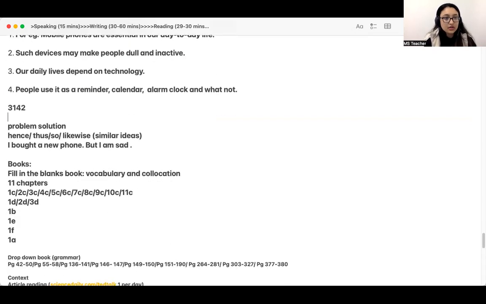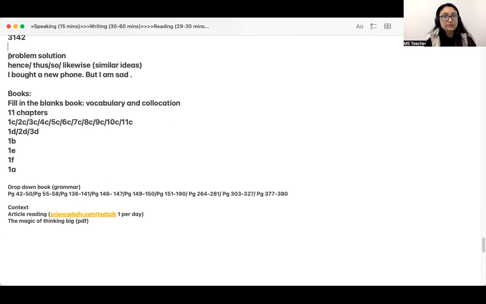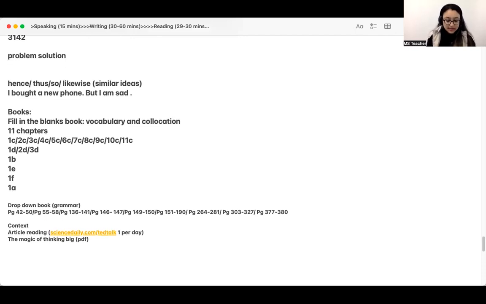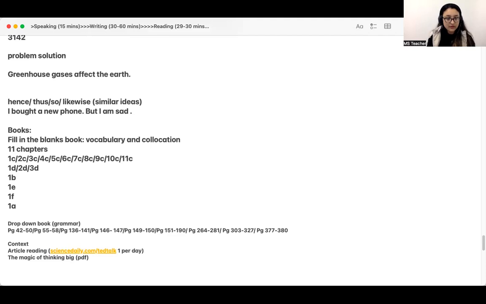Now, coming to another approach, which is problem solution. Obviously, we'll have the problem first and then comes the solution. You cannot have the solution first in the problem. Okay, let's take an example again. Greenhouse gases affect the earth. That's a problem. Affect the earth, negative.